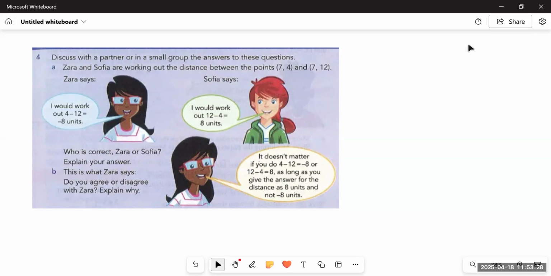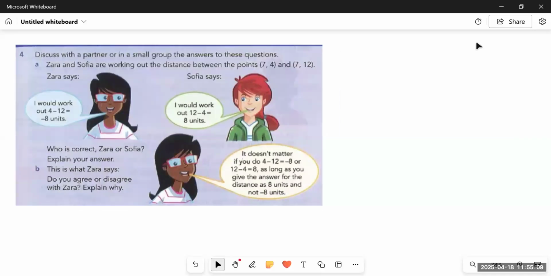Explain your answer. And Zara also says, it doesn't matter if you do 4 minus 12 is equal to minus 8 or 12 minus 4 is equal to 8, as long as you give the answer for the distance as 8 units and not minus 8 units. This is what Zara says. Do you agree or disagree with Zara? Explain why. So in part A, Zara was saying that I would work out 4 minus 12 is equal to minus 8 units. And Sophia is saying I would work out 12 minus 4 equals 8 units. So who is correct? Let us find out.